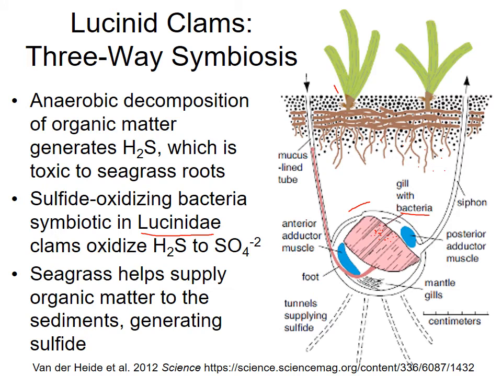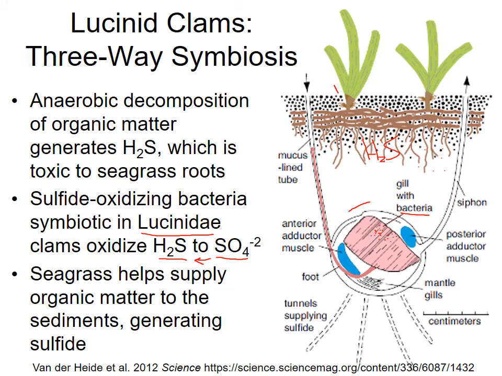So a little background on this symbiosis. One of the problems for seagrass beds is that there tends to be a buildup of this toxic chemical in the sediment called hydrogen sulfide, H2S. And that chemical builds up when sulfate is reduced to hydrogen sulfide by sulfate reducing bacteria. So in anoxic sediments, bacteria that don't have access to oxygen will use sulfate as a substitute, and that generates a buildup of hydrogen sulfide. And the hydrogen sulfide can poison the roots of the seagrass if there's too much of it.